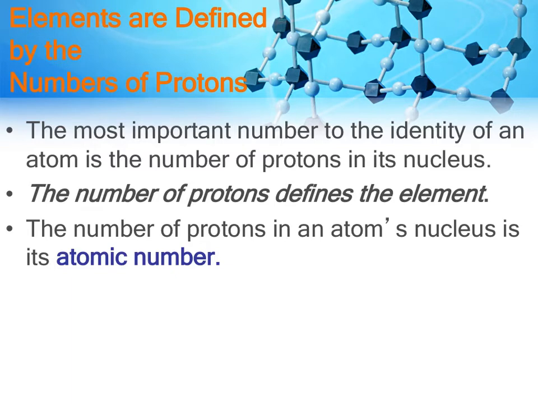What defines an element? If you look at the periodic table, you see all the different elements. What distinguishes one element from another? Well, that is the number of protons. So the number of protons, or the atomic number, defines the element. Every element has a number at the top of its box, and that number is the atomic number. Our current periodic table is arranged by atomic number.